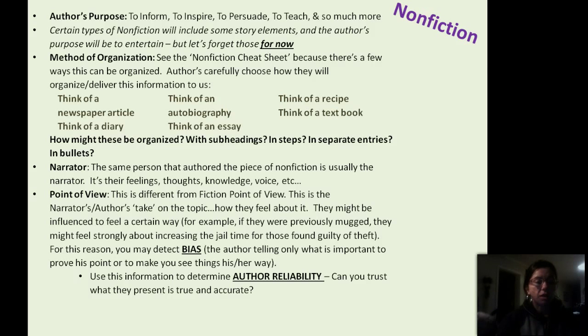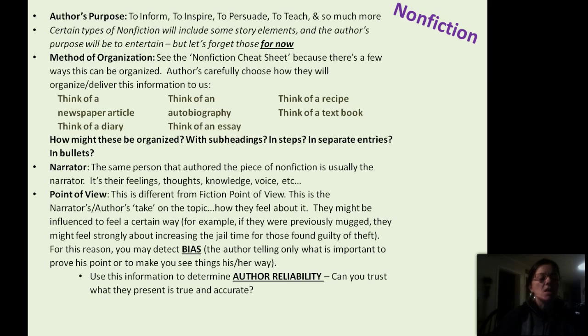Now, the point of view in nonfiction is very different from fiction point of view. For point of view for nonfiction, this is the narrator's, the author's take on the topic. This is how they feel about it. This is their point of view, their feelings about it. So they might be influenced to feel a certain way. For example, if they were previously mugged, they might feel strongly about increasing jail time for those found guilty of theft. So if they wrote a nonfiction piece on increasing jail time, you would know that they were being pushed in that direction by a personal experience. That's their point of view. The way they see it, it can happen to anyone.